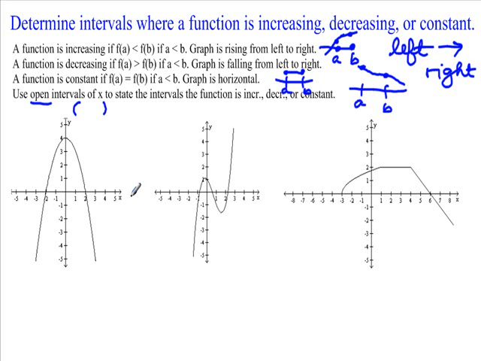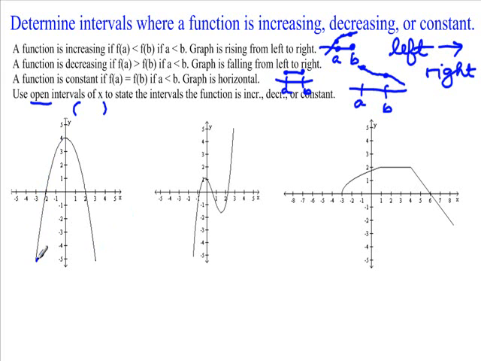So what I suggest is put your finger on the leftmost part of the graph and follow the graph. If you're going up, the function's increasing there. If you're going down, it's decreasing. And if you're going straight across, then it's horizontal. So notice in this parabola, as we go from left to right, I first go up. So that means I'm increasing on this particular piece of the graph.